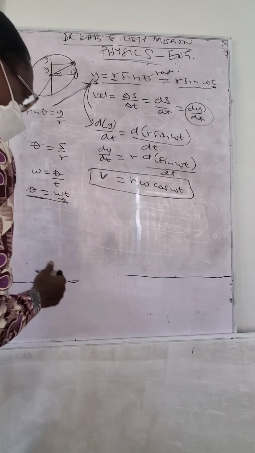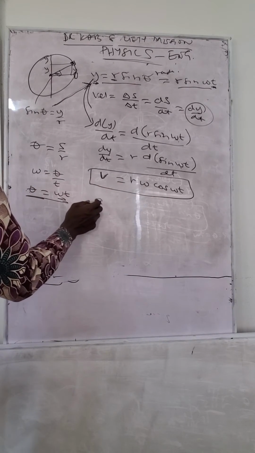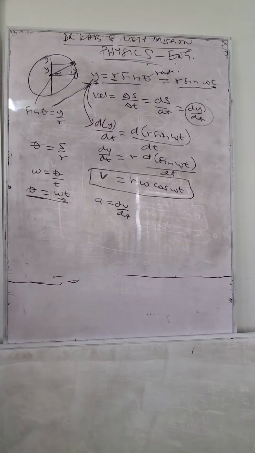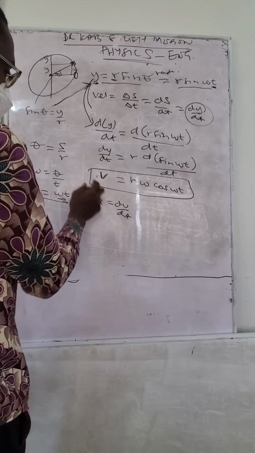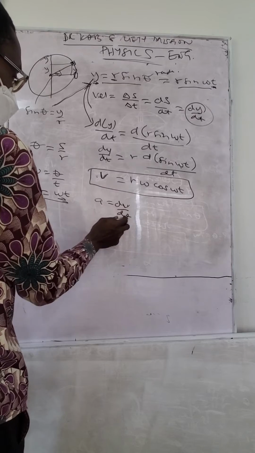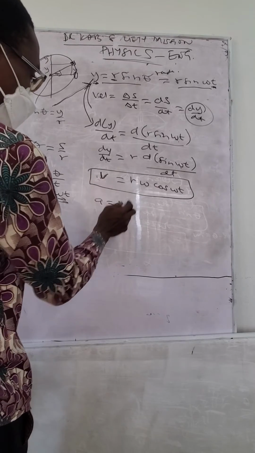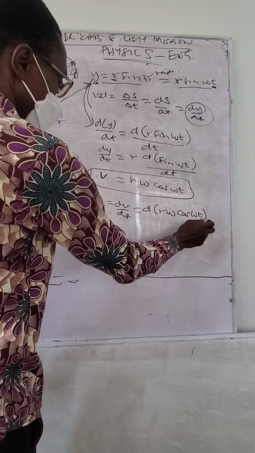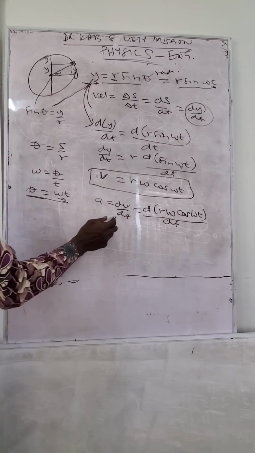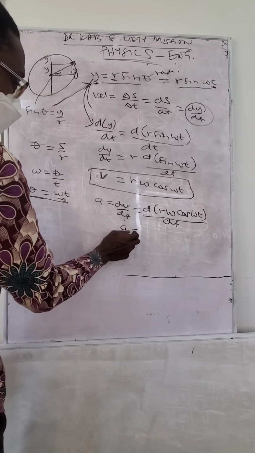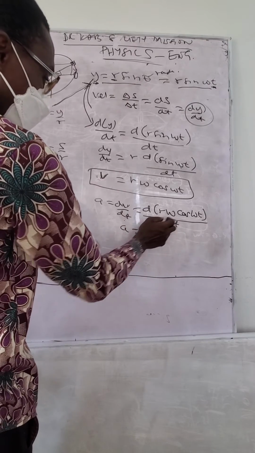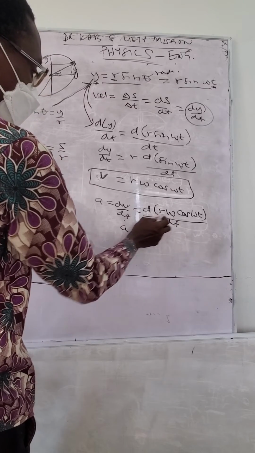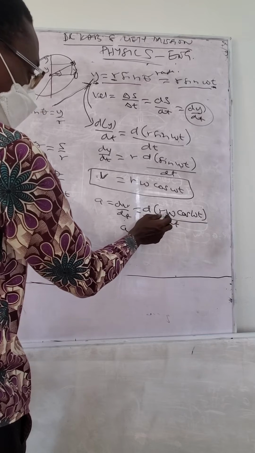That is it. Now, if you want to find a, you know a is equal to what? dv dt. So it means we have to differentiate this one. dv dt will be the same as d of bracket r omega cos omega t over dt. dv dt is the same as a, as we have already said. This is constant, so the constant comes out.